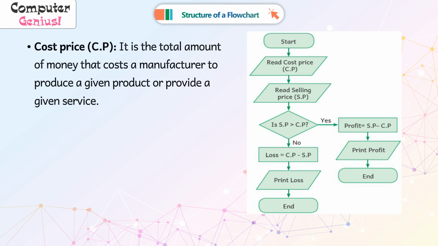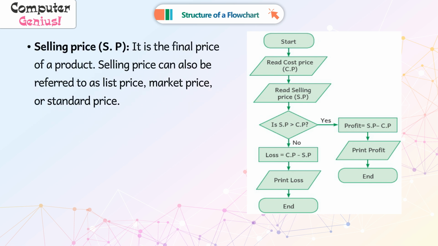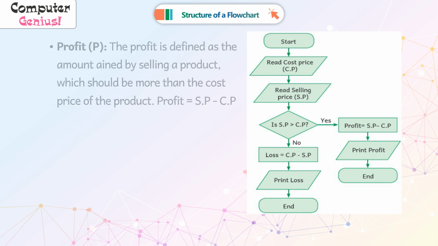Cost price, CP. It is the total amount of money that it costs a manufacturer to produce a given product or provide a given service. Selling price, SP. It is the final price of a product. Selling price can also be referred to as list price, market price, or standard price.